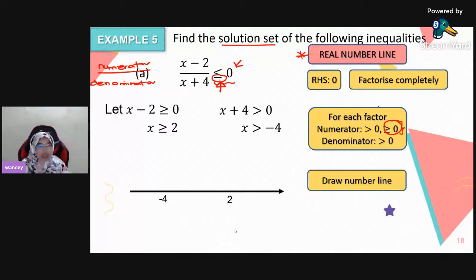Yang ni kena betul lah ya, positif, negatif, siapa kecil, siapa besar, siapa kiri, siapa kanan, yang ni mesti kena betul. And then we simply gonna draw our number line.